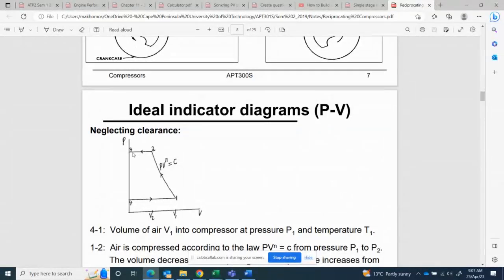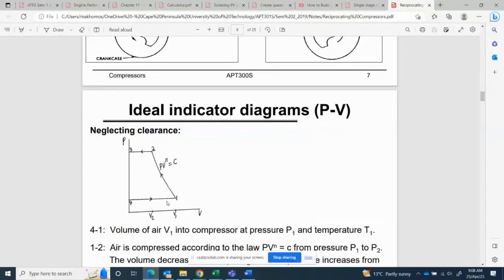Now, between 2 and 3, it is called the delivery stroke. At point number 2, the outlet valve opens to allow air to leave the cylinder. Now, at number 3, the piston is at the top of the cylinder. It means that it has swept all the air that was in the cylinder out. Now, from 3 to 4, the piston is rushing back to where it was. It's an expansion process from 3 to 4. At point number 4, the inlet valve opens to allow a new charge of air to enter the cylinder.